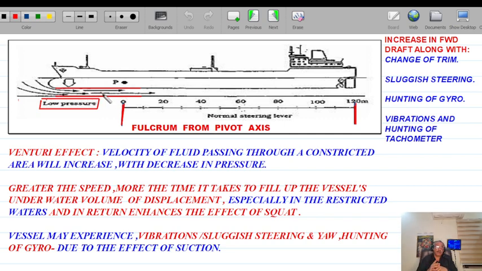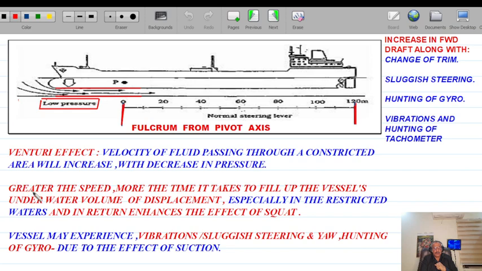Because the pressure reduces, the bow tips more towards the seabed. Hypothetically, in case the pressure was more, the vessel would not have squatted. But this is not the phenomenon. This is by Bernoulli's theorem or the Venturi effect or the suction effect.